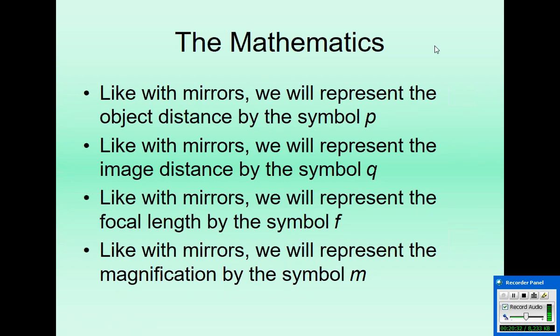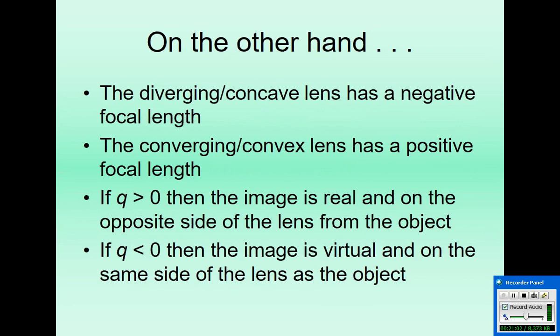The symbols that we use for the lens variations of the equations are the same as with the mirrors. P is the object distance, P will be positive. Q is the image distance, Q can be positive or negative. The focal length will be represented by a lowercase f, and the magnification will be represented by a lowercase m. But now we have to apply our sign conventions correctly.